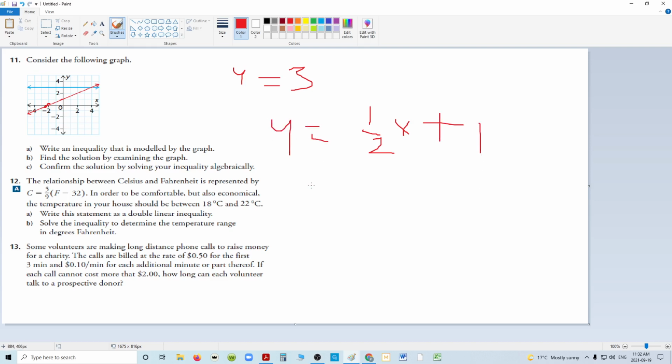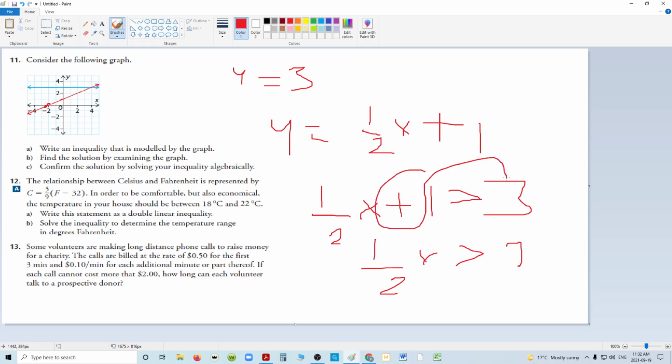So the question they're asking is, when is this line above that line? So when is a half x plus 1 above 3? If we solve this, bringing the 1 over to this side, we get a half x bigger than 2. Multiply both sides by 2, I get x bigger than 4. So that means when x is bigger than 4, the red line will be above the blue line.